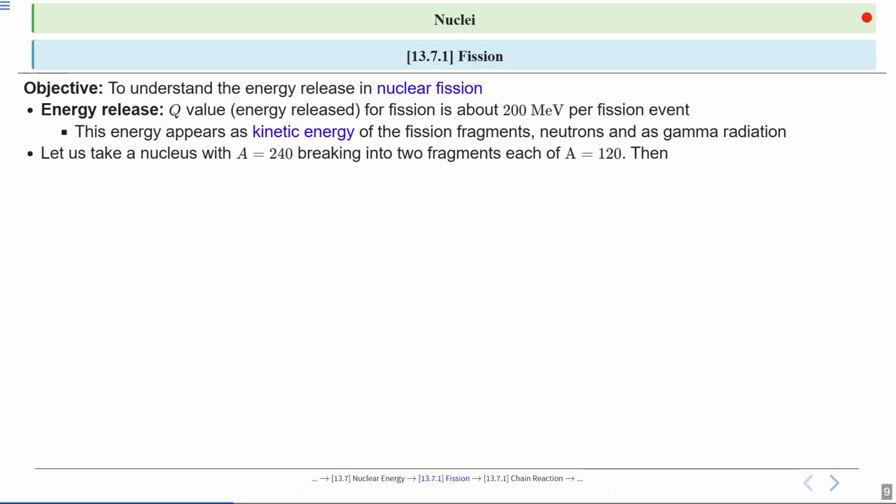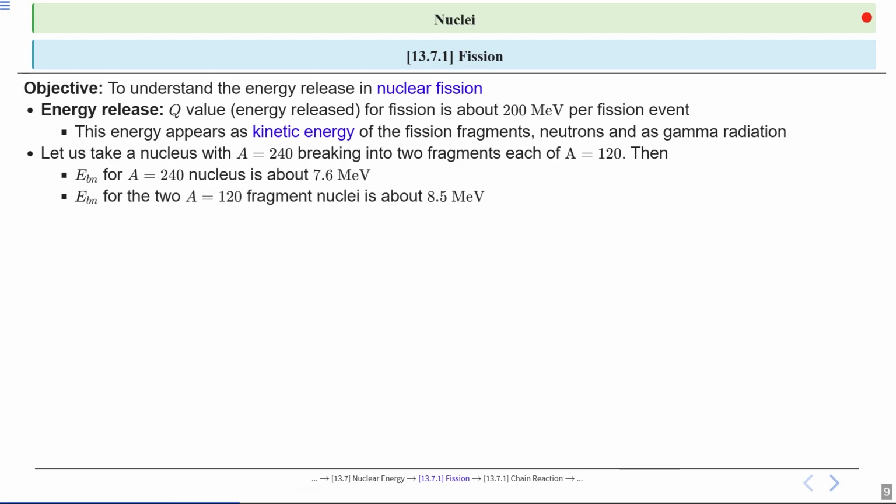Now let's consider a specific example. Imagine a nucleus with mass number A equal to 240 splitting into two fragments, each with mass number 120. For the original nucleus with A equal to 240, the binding energy per nucleon, which we called EBN, is about 7.6 mega electron volt. Binding energy per nucleon tells us how tightly each nucleon is held within the nucleus. The higher this value, the more stable the nucleus.